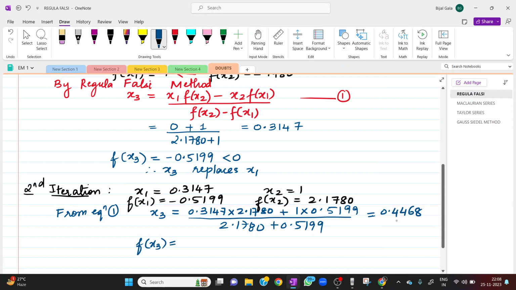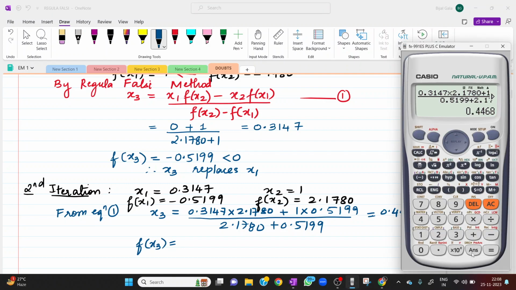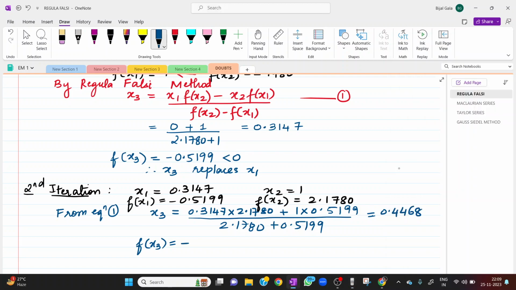मतलब ये वैल्यू आपको फंक्शन में डालनी है. फंक्शन is answer times e raised to answer minus cos of the answer. So जब ये डालेंगे तो 0.4468 वो जो वैल्यू आया था वो ले लेगा यहाँ पे. ओके, सो नेगेटिव 0.2035. अगेन नेगेटिव आया है वैल्यू, सो यू विल रिप्लेस, so x3 will replace x1.